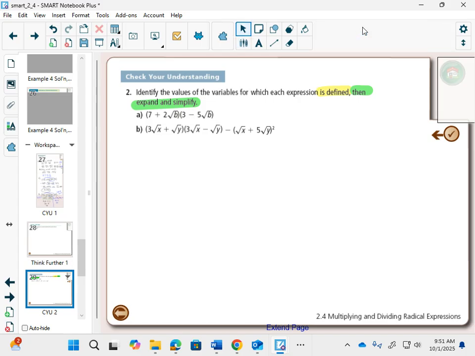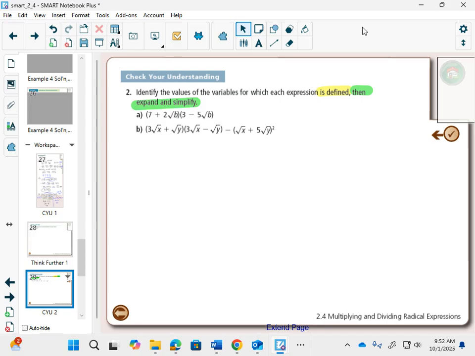In mathematics, if it says expand and simplify, expand would mean you should have no brackets in the end. Usually it's when brackets are there for multiplying, you have to multiply it out. And then it says simplify, right? For radicals, simplify means you have to combine radicals that are like radicals, and you have to write radicals as mixed radicals in lowest terms. So that's all going to come into effect here.